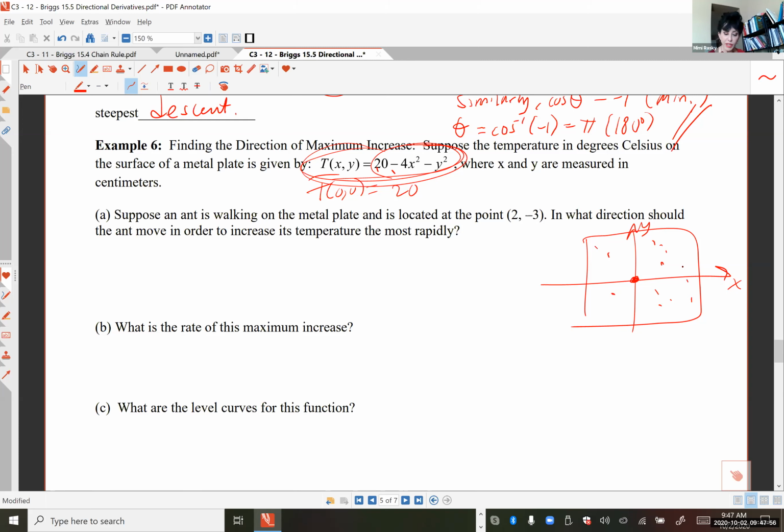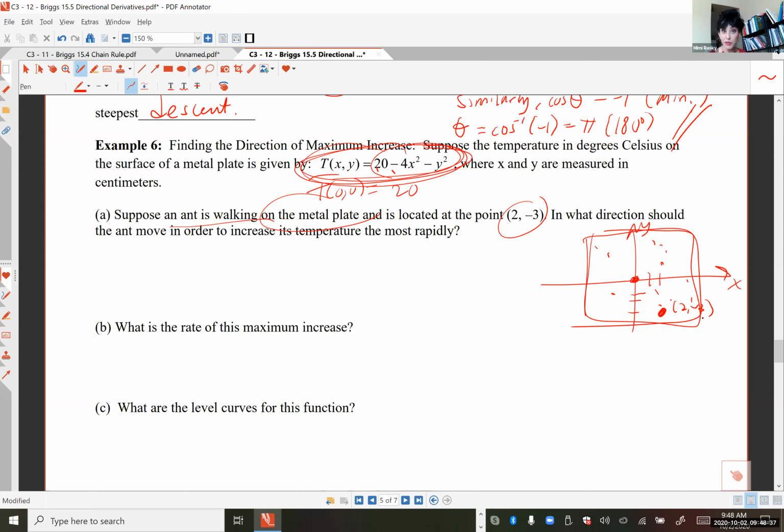That's cool. And so thinking along those lines, suppose there was an ant walking on this hot metal plate. So this is going to be a hot metal plate or a hot stove, and we're overlaying a rectangular coordinate system on top of our hot stove. And this function represents the temperature at any point on that metal plate. So let's say the ant is located at the point (2, -3). So he's down here. Which direction should the ant move if he wants to increase his temperature the most rapidly? So let's say this is a heat-seeking ant. Which direction should he go?